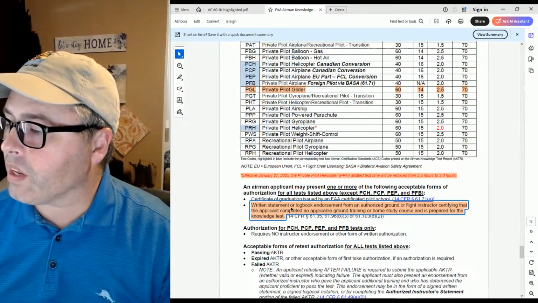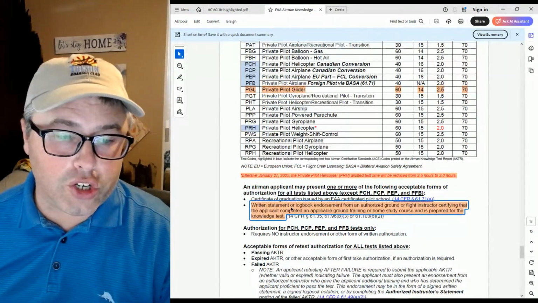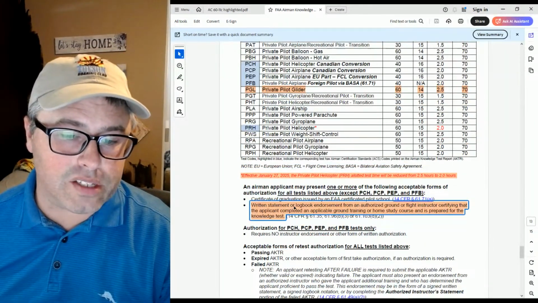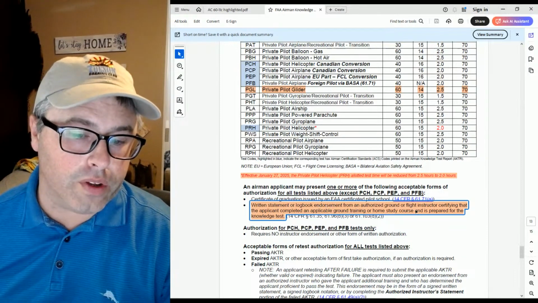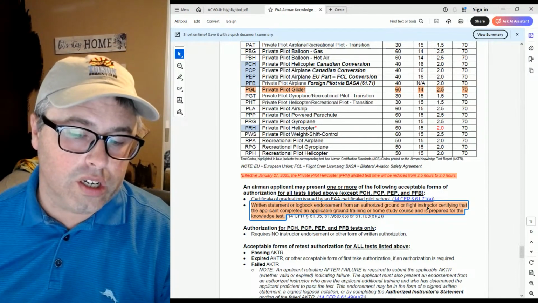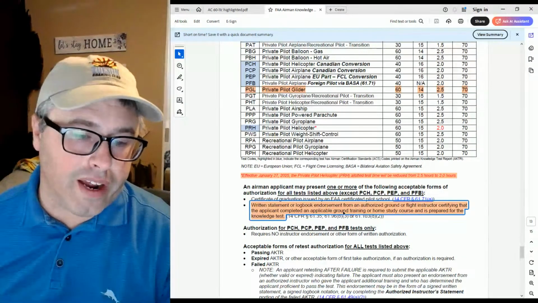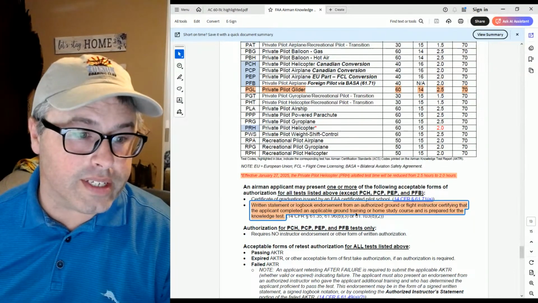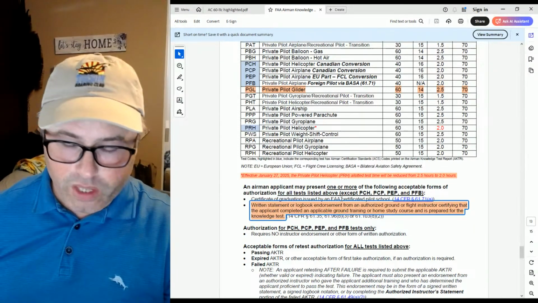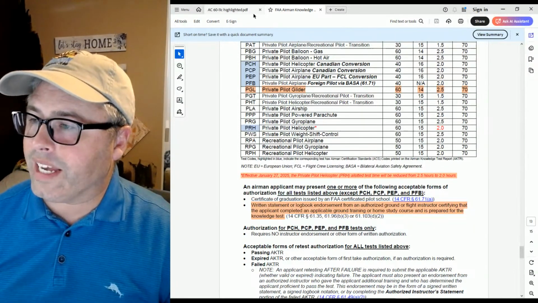Okay. And when you show up, make sure to bring your logbook that has an endorsement from an instructor certifying that you are authorized to take the test. Okay. So that's what the test looks like.